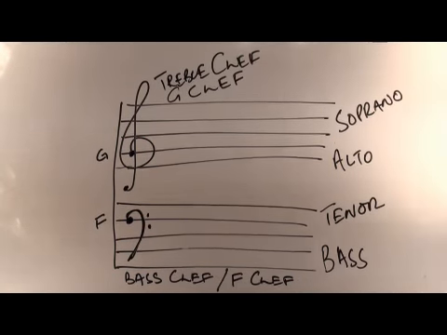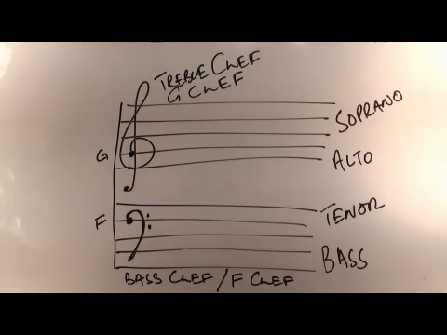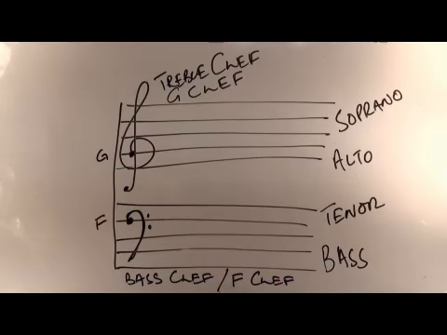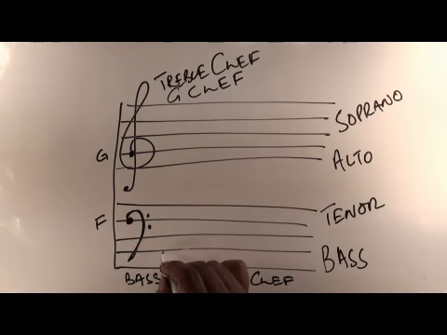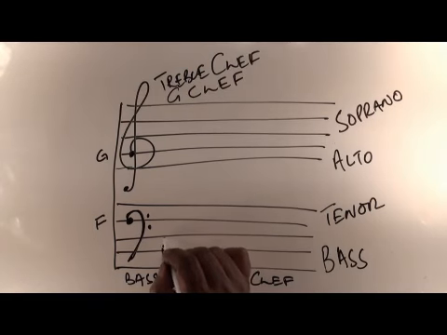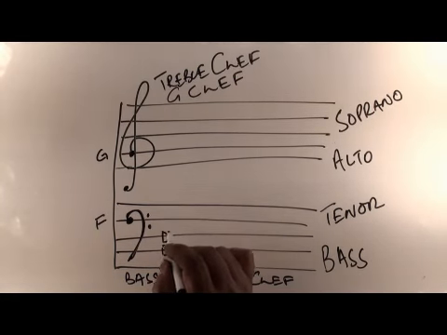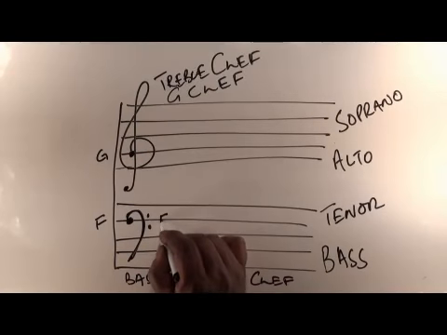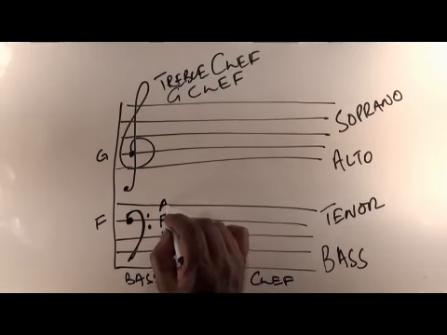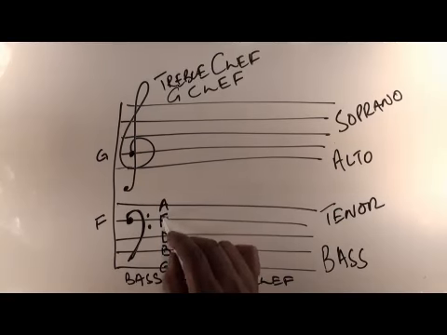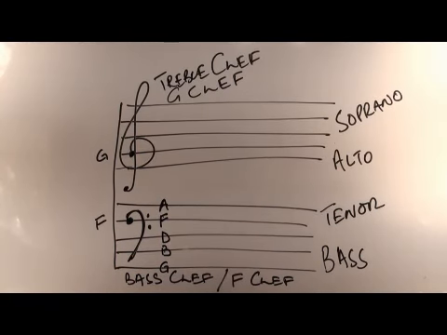Now let's look at the actual note names on the various clefs. Starting on the bass clef, any note placed on the first line would be called G. Any note placed on the second line would be called B. Any note placed on the third line would be called D. The 4th line, F. The 5th line, A. G, B, D, F, A. And the spaces would be named as such.